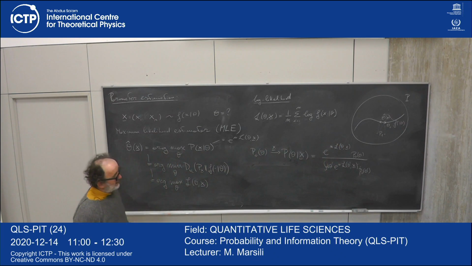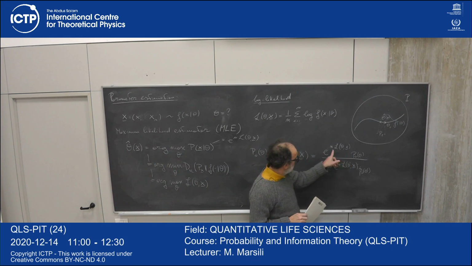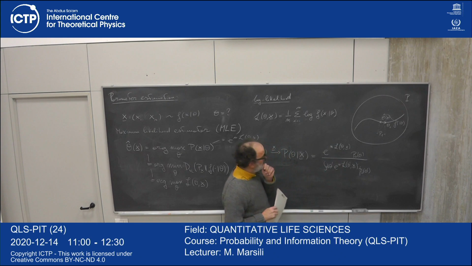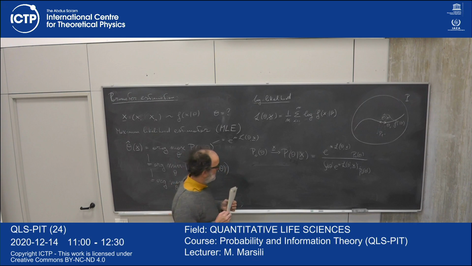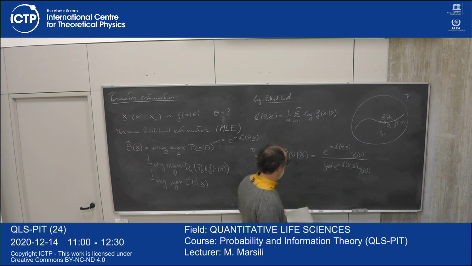Now you see that when n is very, very large, then this is a distribution that is very much concentrated around the maximum of L, or around the maximum likelihood estimator. Okay? And so what I can do in order to estimate this probability is to expand the likelihood around the maximum likelihood estimator.